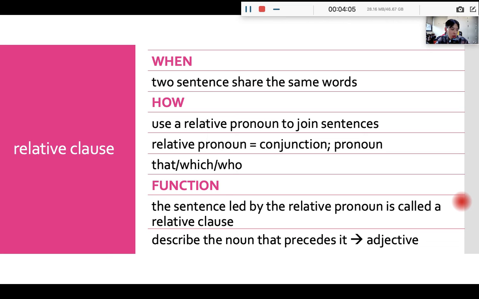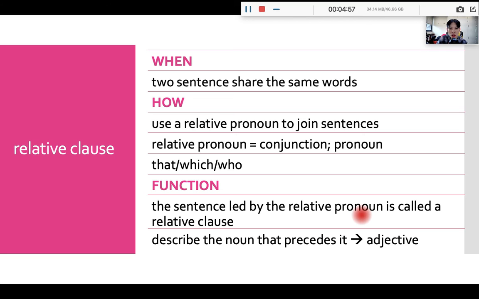Now let's go to the grammar portion of our lecture today. In the previous lecture, we talked about when we see two sentences share the same words, it means we can actually combine them using a relative pronoun, such as that, which, or who. So in this way, we can see that relative pronouns function as conjunctions because they put two sentences into one. And they also function as pronouns because they replace one of the common words. And the relative clause is the sentence that comes after the relative pronoun.